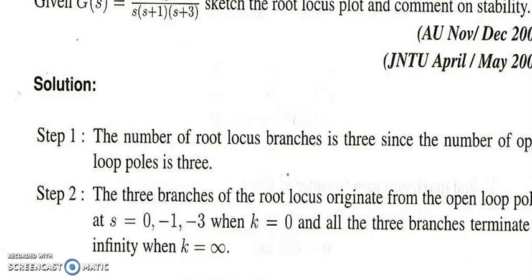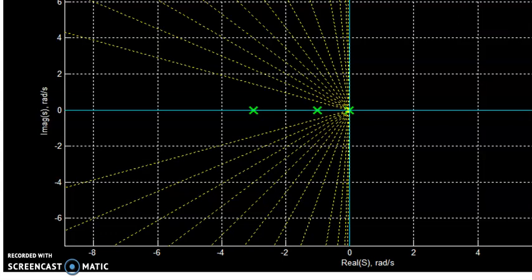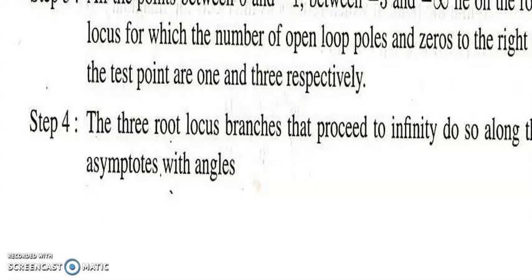Take another example. Suppose I have k upon s(s plus 1)(s plus 3). The number of root locus branches is 3, since the number of open loop poles is 3. 3 branches of the root locus originate from the open loop poles at s is equal to 0, s is equal to minus 1 and s is equal to minus 3, where k is equal to 0, and all 3 branches terminate at k is equal to infinity. If you look at the open loop pole plot, you can see finally 3 poles. There is no pole at 0.